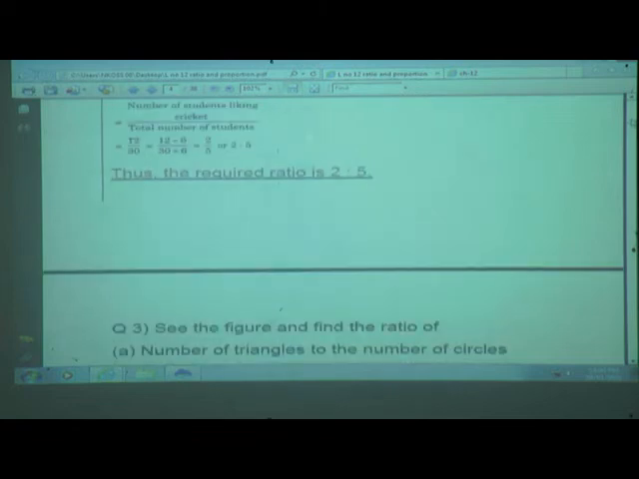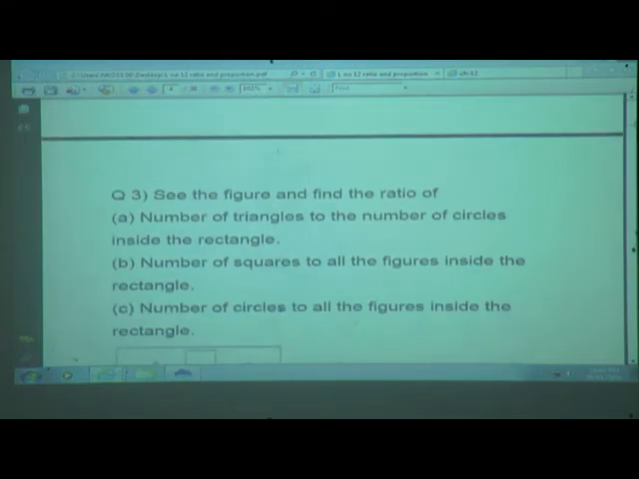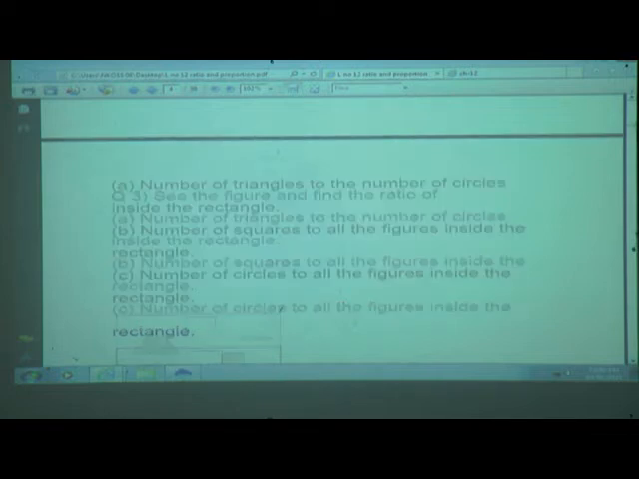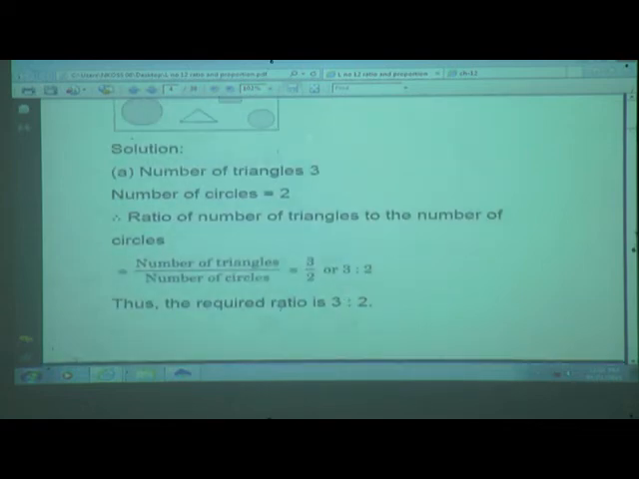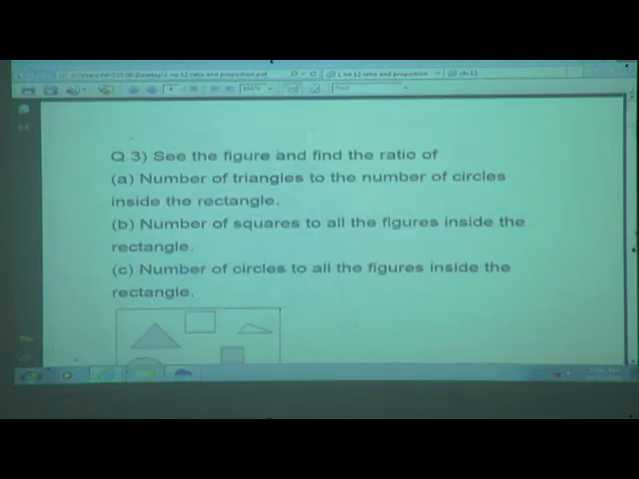Question number 3. See the figure and find the ratio of number of triangles to the number of circles. Number of triangles, how many? 3, and total number of figures are 1 2 3 4 5 6 7. Number of triangles is 3 and total number of circles is 2. So the ratio of number of triangles to the number of circles is 3:2.